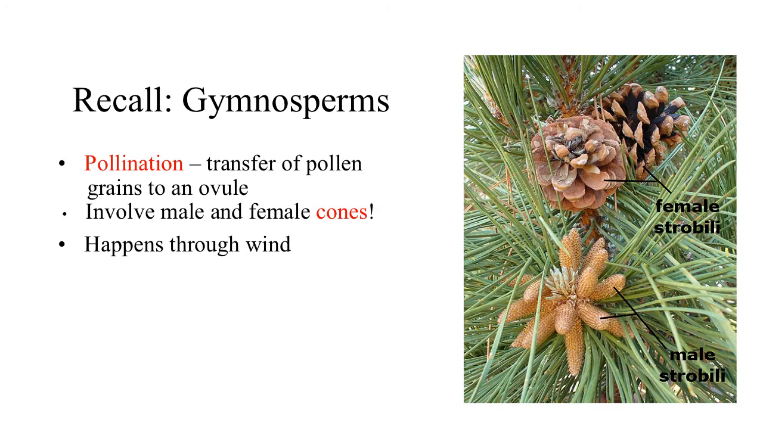If you recall, our gymnosperms, our reproductive structures are cones. And so our gymnosperms are our cone-bearing vascular plants. And they're going to have female cones and they're going to have male cones. And that male cone is going to release pollen that will or can enter the female cone and make its way to the ovule. And this pollination occurs through wind. And so pollen is going to scatter off into the wind and reach another cone, female cone.